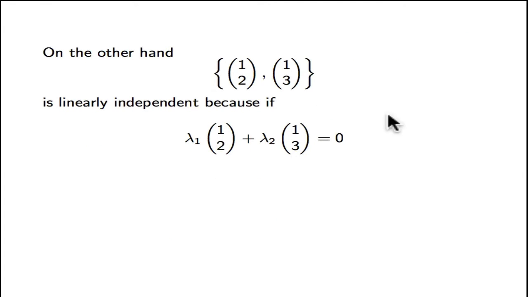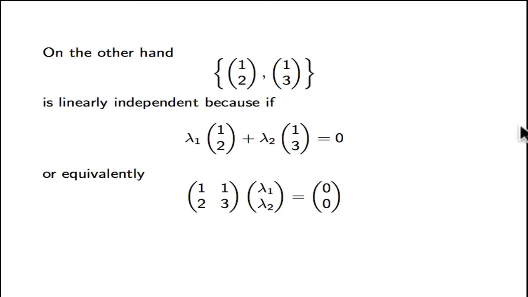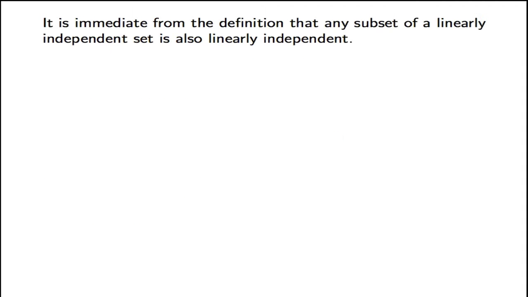And on the other hand, this set containing only the vectors (1, 2) and (1, 3) is linearly independent because if we are told that lambda 1 times (1, 2) plus lambda 2 times (1, 3) is equal to 0, then we can deduce that lambda 1 and lambda 2 are equal to 0. And the reason is because we are trying to solve this system, but this matrix is invertible, so by our standard arguments, lambda 1 and lambda 2 must be equal to 0. It is immediate from the definition that if we take any subset of a linearly independent set, then this is also linearly independent.